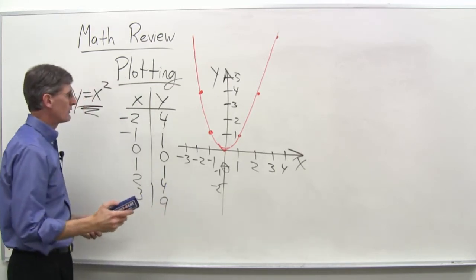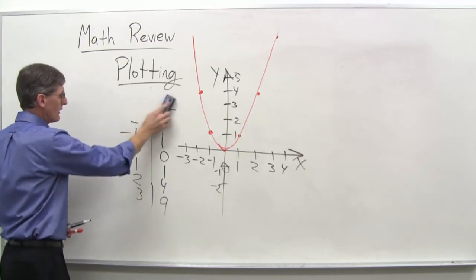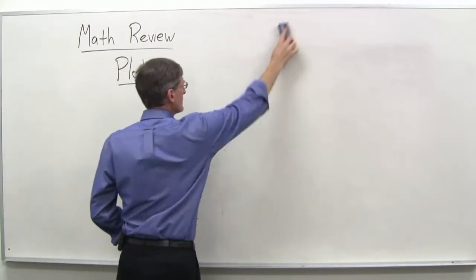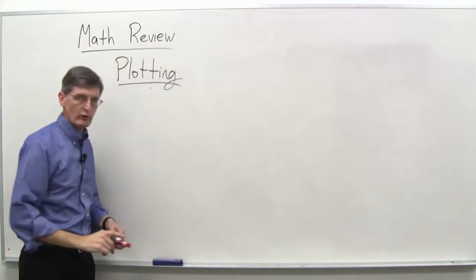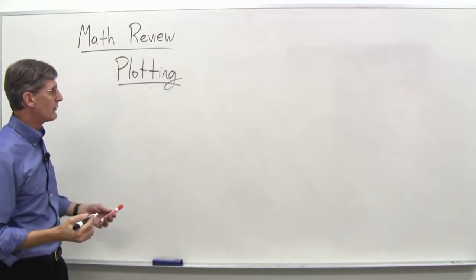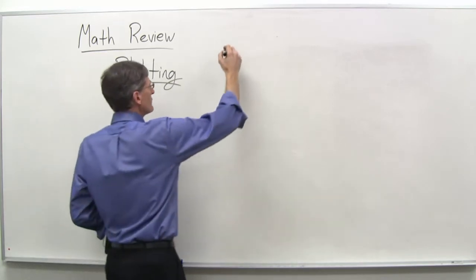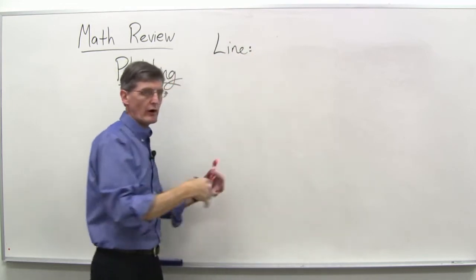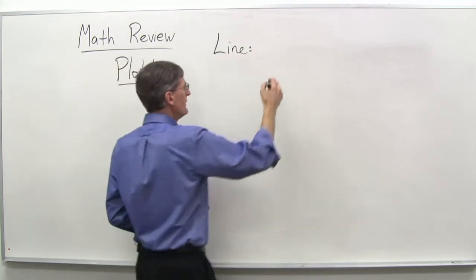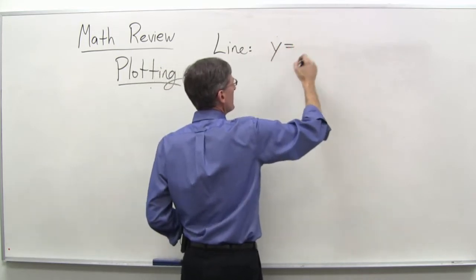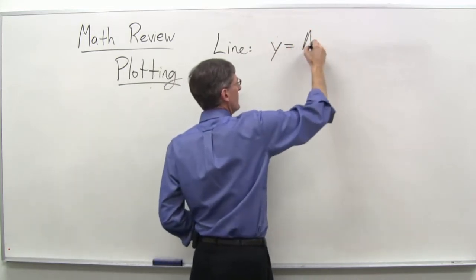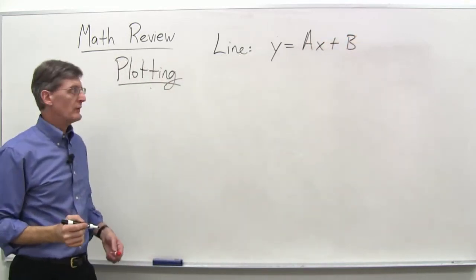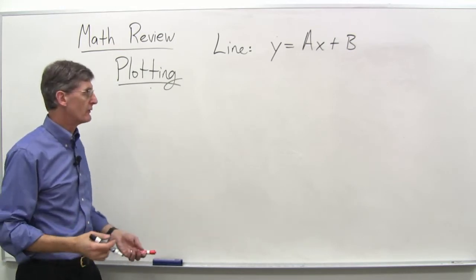Now, in particular, I want to do one other type of plot here that we'll encounter a lot. This is the form of a line. You may remember the general form. I'll write this up and then we'll explain the details in a minute. So a straight line has the form, in terms of x and y values, y equals, let's call it capital A x plus b. You may see it in slightly different notation, but that's the basic idea.